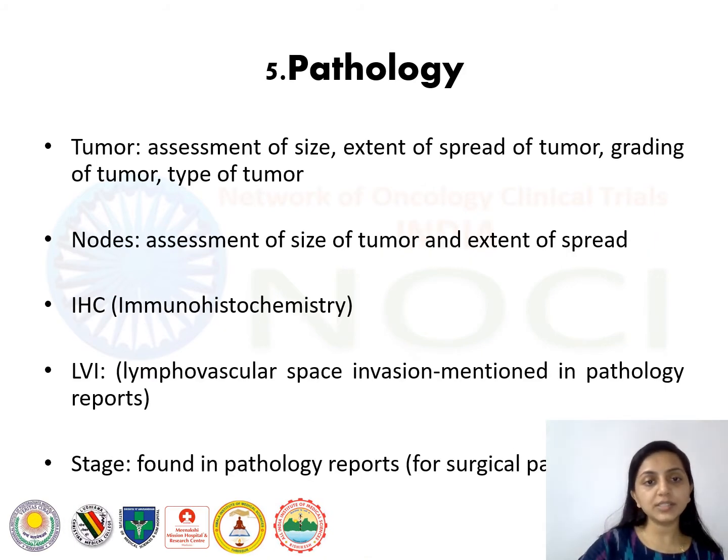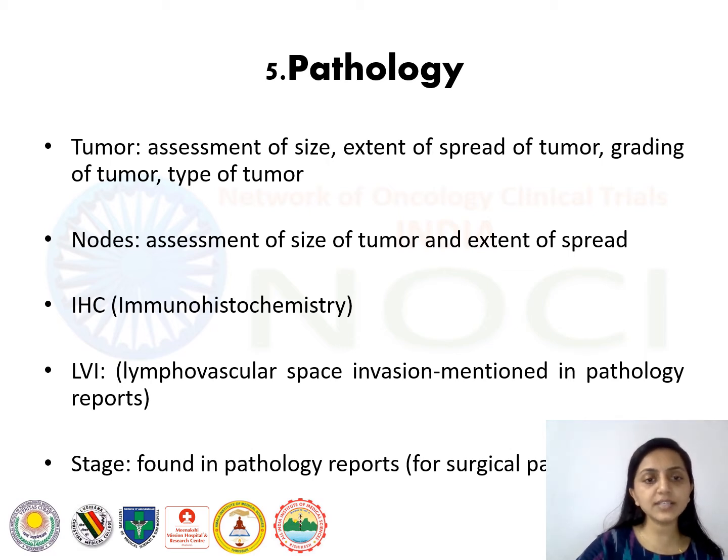Coming to the pathology description, it includes details on tumor, nodes, IHC, lymphovascular space invasion, and finally the stage of the disease. So, describing a tumor includes assessing the size, extent of spread of the tumor, grade of the tumor, that is grade 1, 2, or 3, and type of the tumor. There are different types of tumor like epithelial tumor, germ cell tumors, etc., depending on which the treatment may also vary. We need to know the number of nodes that have also been involved with the tumor. This gives an idea of the extent of the spread of the disease.